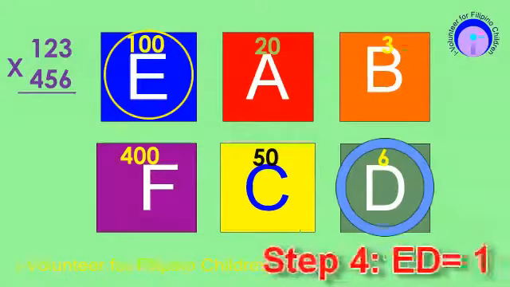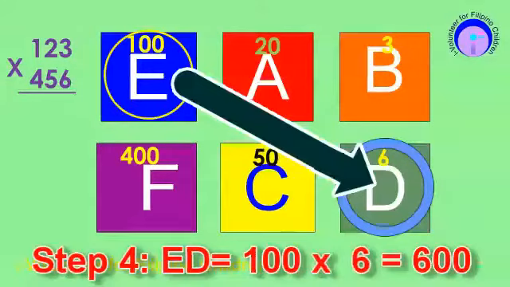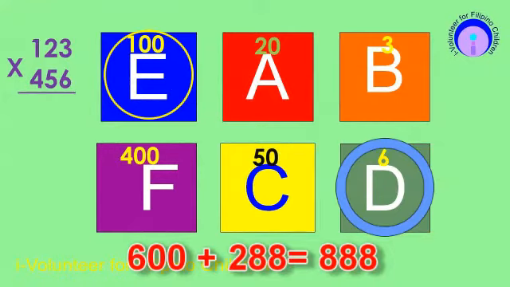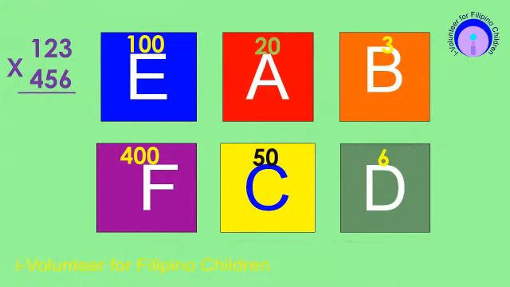Step number 4. Find ED. 100 times 6 is equal to 600. 600 plus 288 is equal to 888.